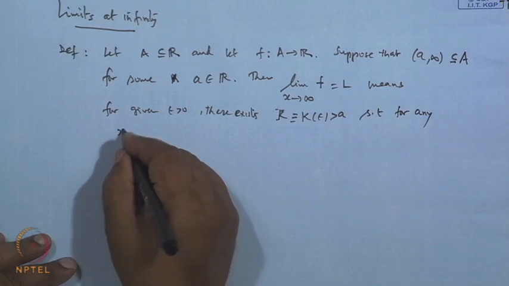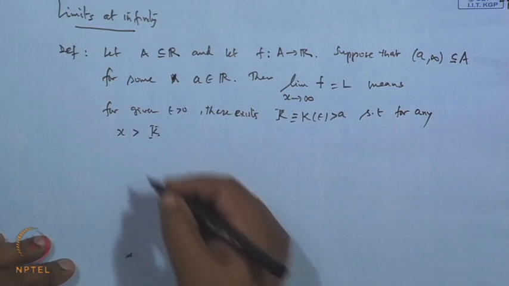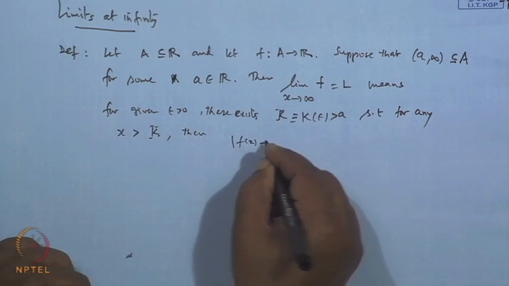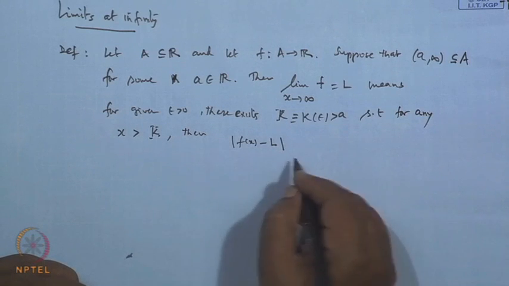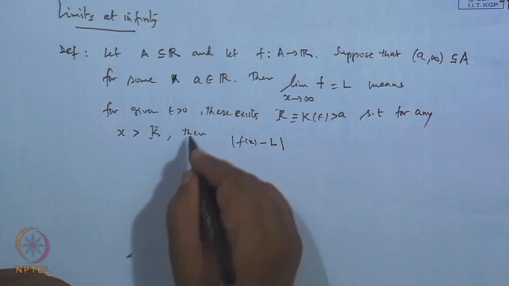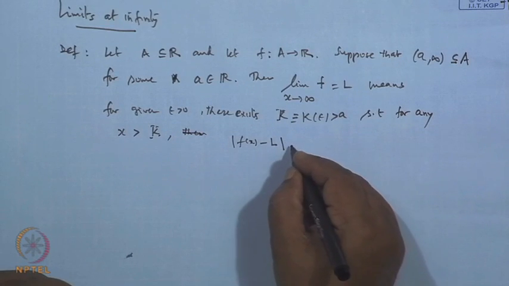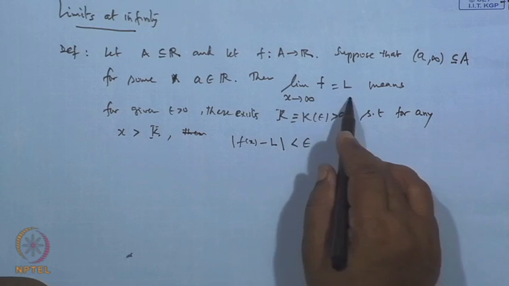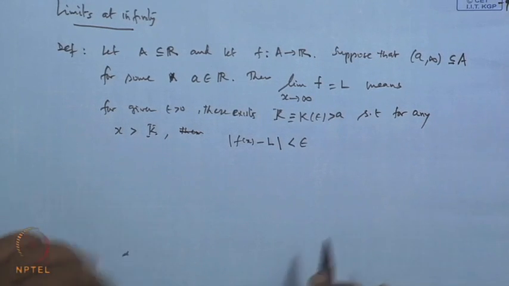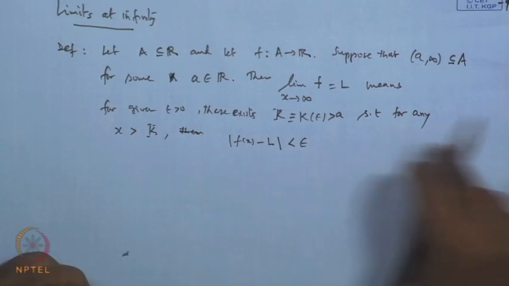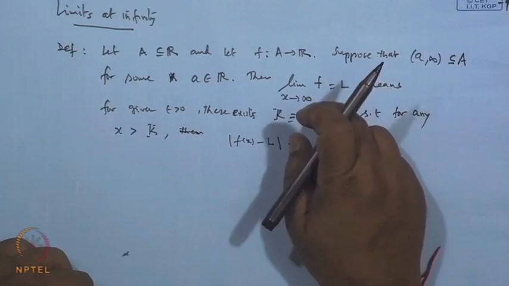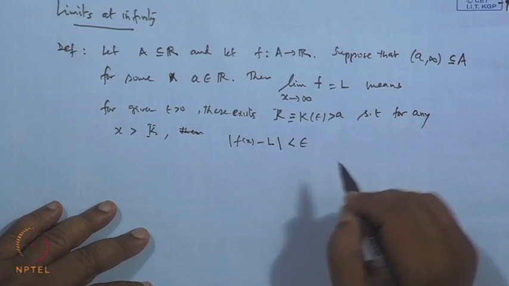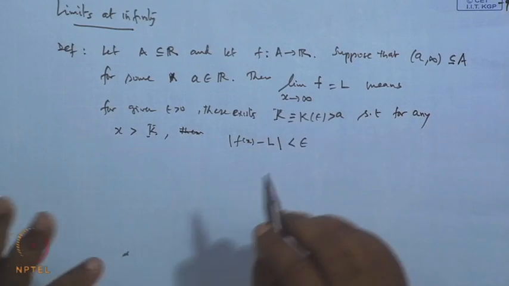such that for any x greater than k, the absolute value of f of x minus L is less than epsilon. Then we say the limit of this function f when x tends to infinity is L. So, when x is sufficiently large, at infinity, we are finding the behavior of the function f of x. What is the behavior of the function at the point at infinity? This shows the limit. Okay.